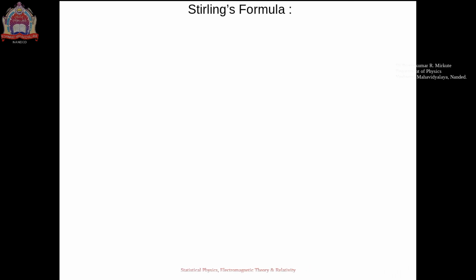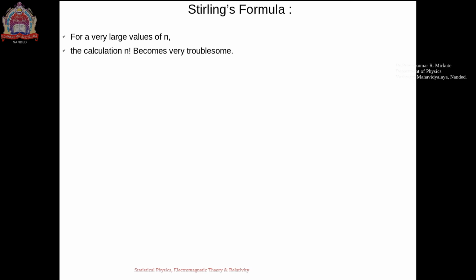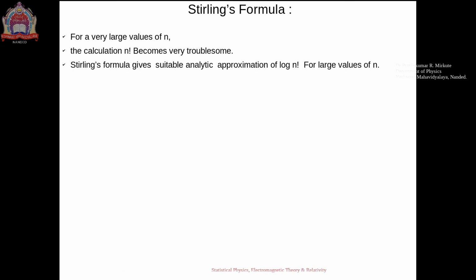Now we are discussing Stirling's formula. For a very large number n of molecules, the calculation of n factorial becomes very troublesome. It's very hard to calculate the permutations of the molecules. For that purpose, Stirling derived an approximation. Stirling used a suitable analytical approximation for log n factorial for large values of n.